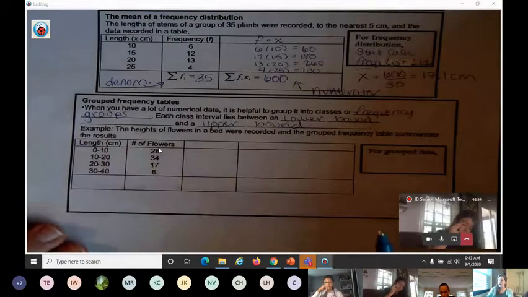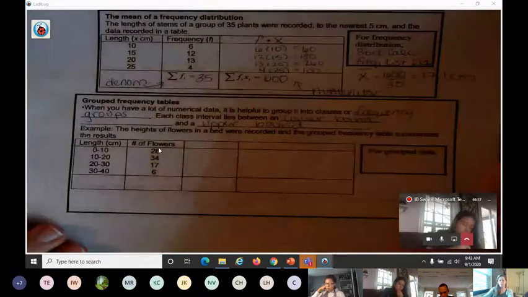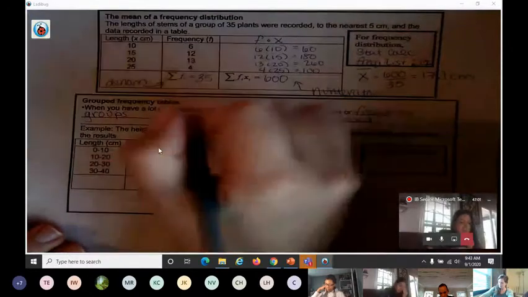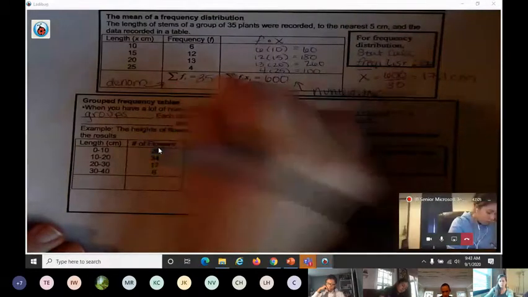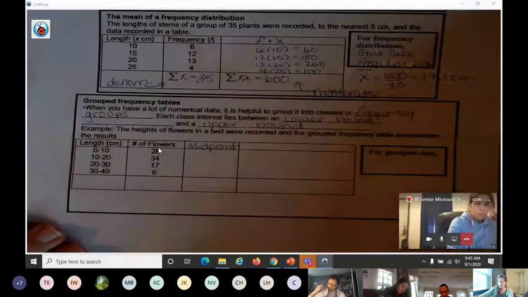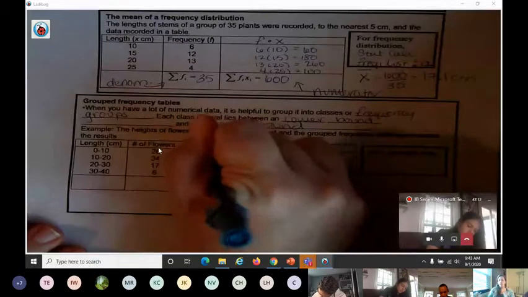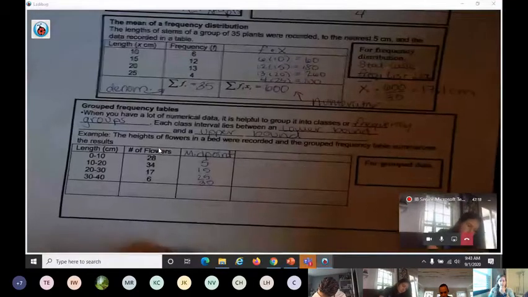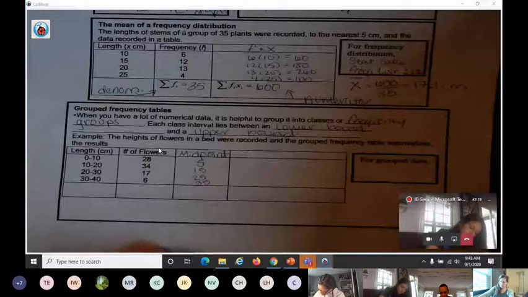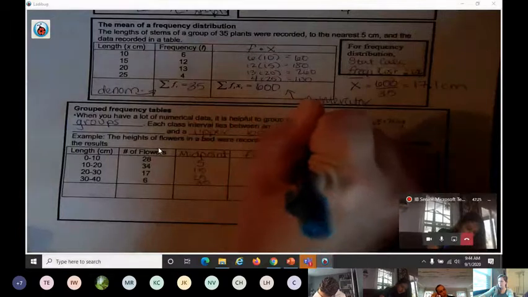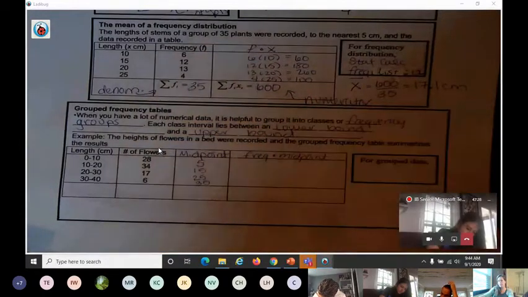Okay, so as we did at the very top with the first example, we need to calculate the midpoint of each of these lengths. Okay, so it would be 5, 15, 25, and 35. So the midpoint or the average of each of those lengths. Then we want to take our frequencies and multiply by the midpoint. We're going to add all these up eventually, and this will be the numerator of our mean.